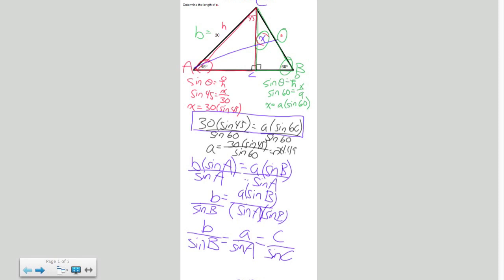So you could have done the last test. We could have done that in the last test if you knew the sine law. Actually, a couple of kids who did know the sine law did do that on the test.